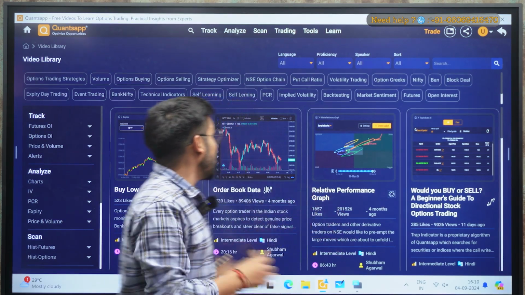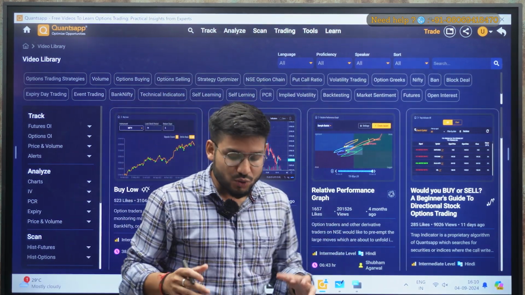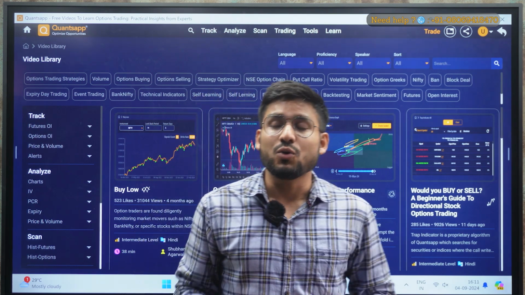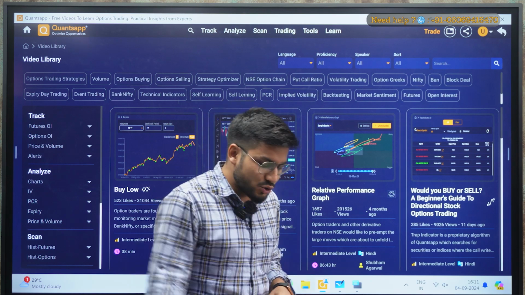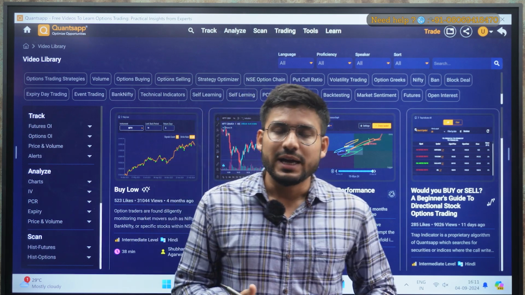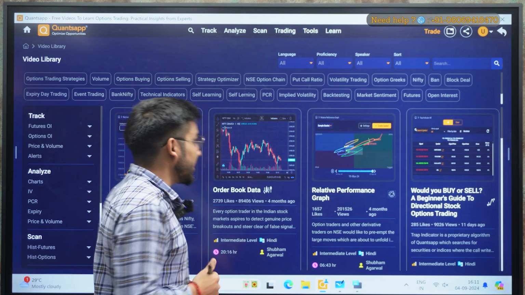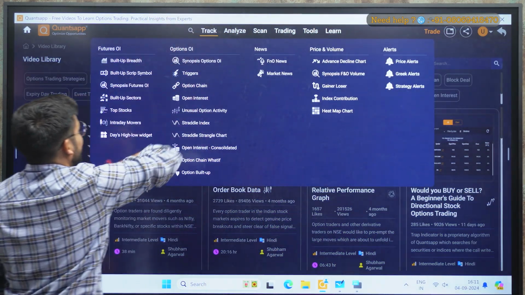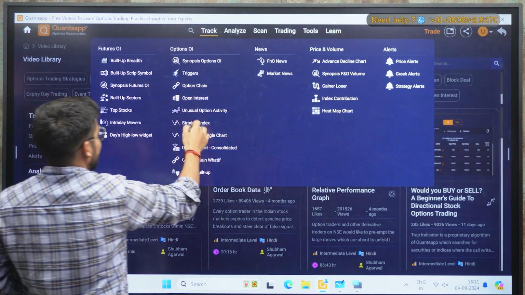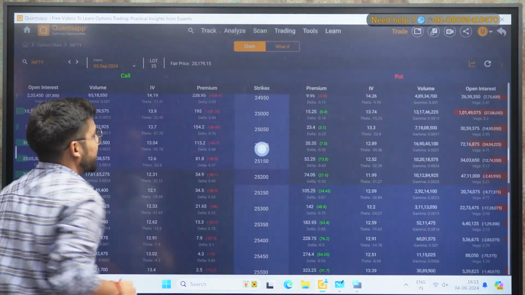So guys, now coming back to the topic. The topic for today is how there are so many traders who are beginners, and how they can initiate their trade and do intraday trading. For that, let's come to the tracker, and here we have the option chain.